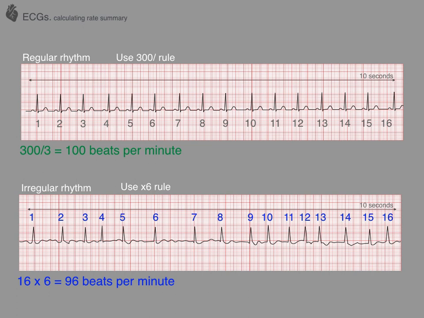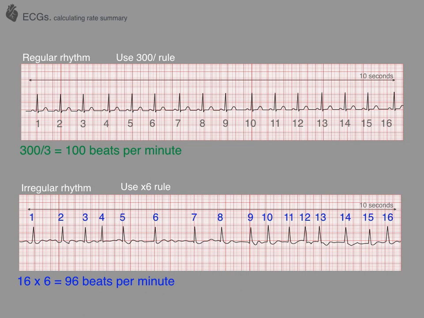So that's it for being able to calculate the rate on an ECG. It's really quite easy when you understand how. The reality is that most ECG machines are really quite reliable in calculating a rate. So in the clinical context, usually you'll get your rate from reading at the top of the ECG. It's not something that it often gets that wrong.